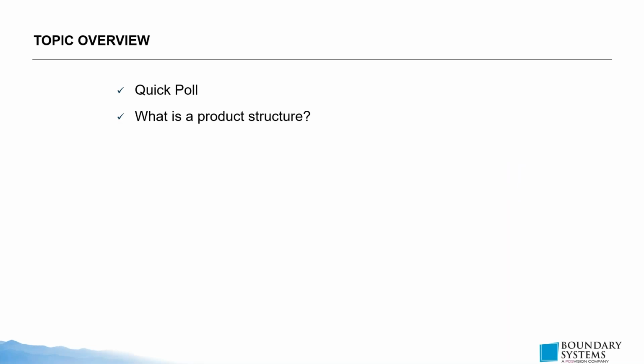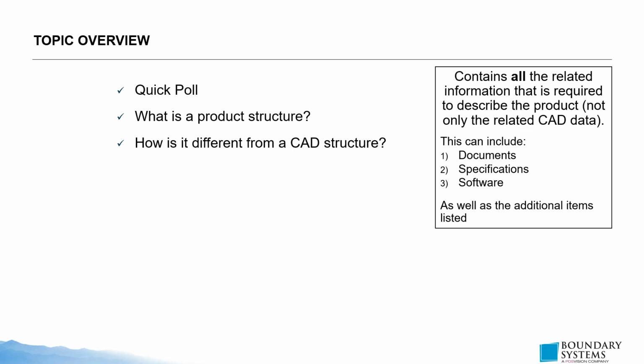So let's start off with what is a product structure. And before I go into too much detail on what it is, my next question is, how is that different from a CAD structure? Because that's what most people use and look at. To me, the biggest difference is that it contains all the related information that is required to describe the product, not only the CAD data.